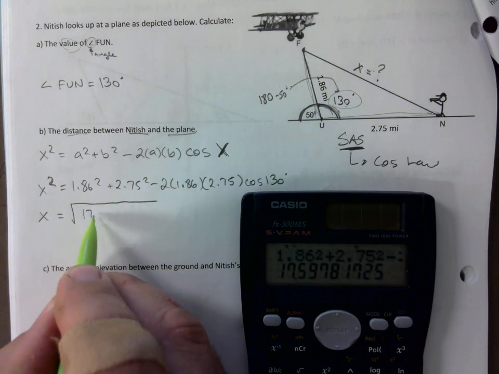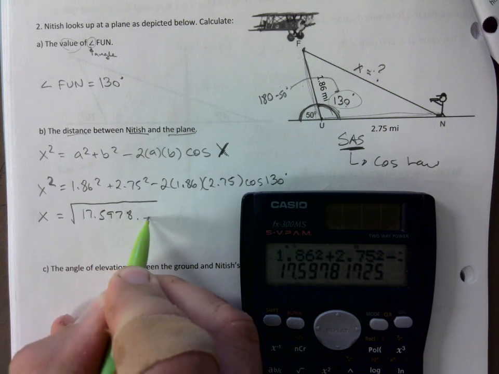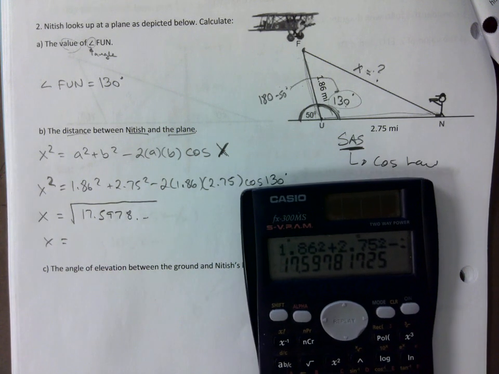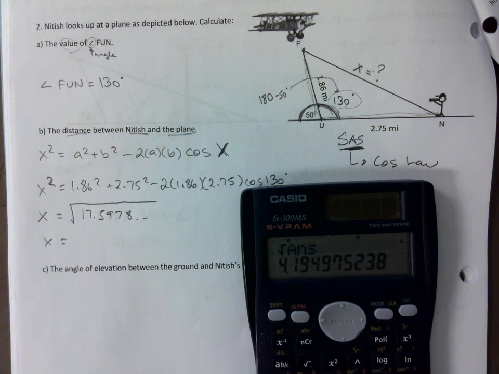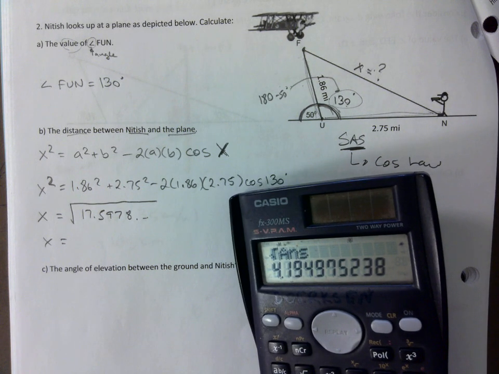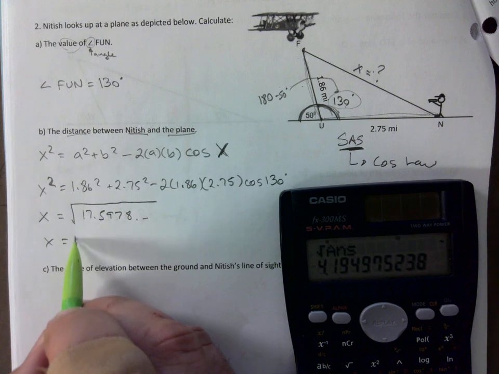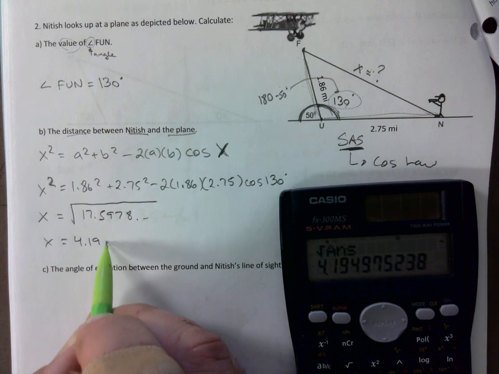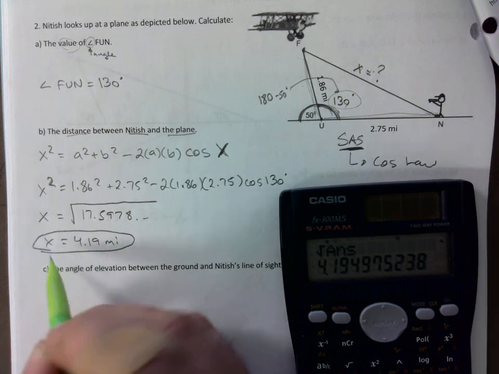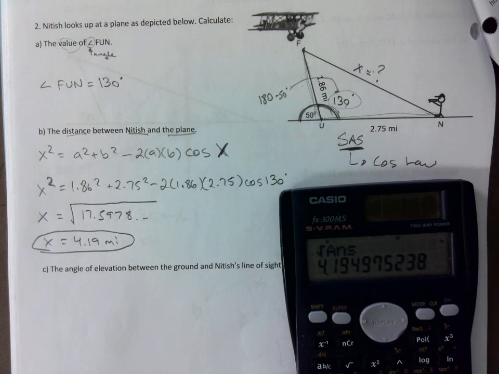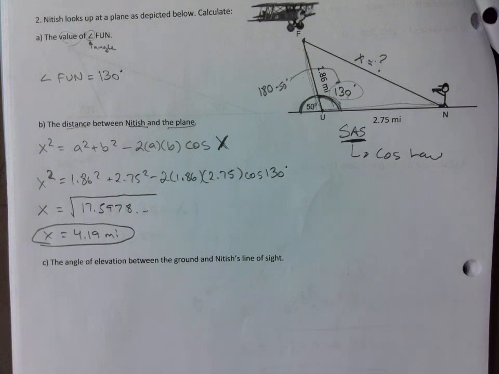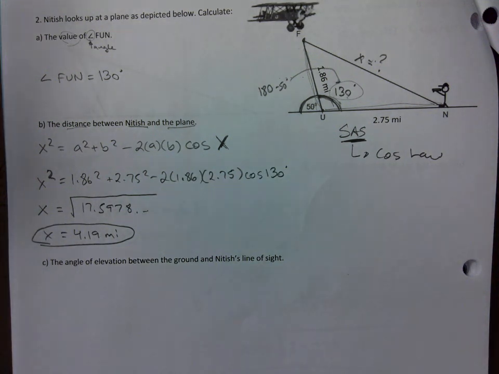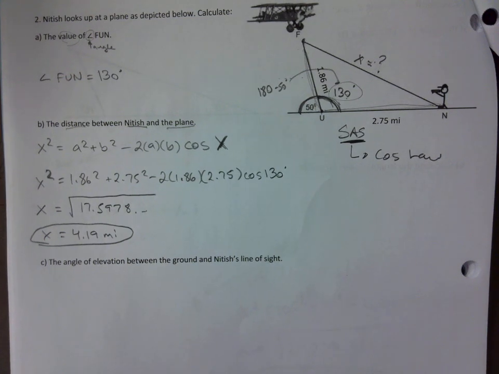I get 17.5978. I'm going to use all decimals. These are the little nuances. If you want full marks, you need to pay attention to the little things. So square root, right? So that's the answer you get. That rounds to 4.19 if you did this right. And that is in miles. So don't forget your units. There's going to be units every single time. If I don't give you units, just write units next to the answer and then you're safe. So that's how you do that one.